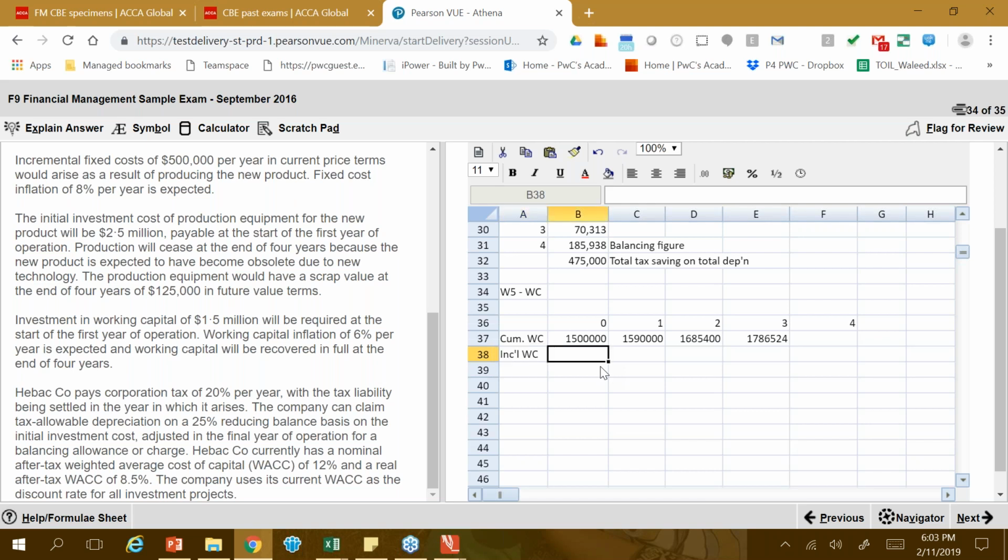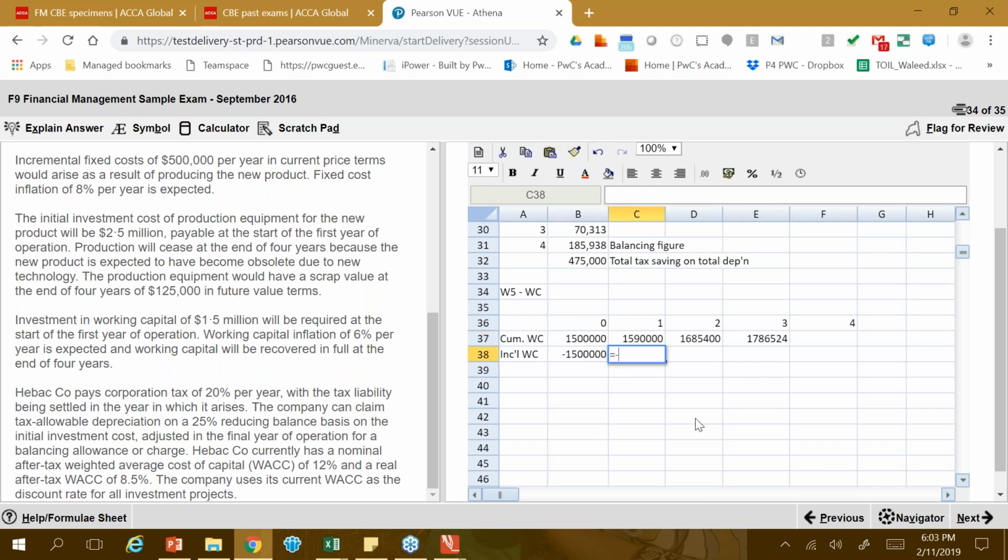Incremental working capital. Remember that the first investment at T0 is an outflow. So we'll say minus B37 to show this as a negative, as an outflow. So minus B37. Then what I need to do now is find the differential between this 150 and the 159. I need to find the differentials here.